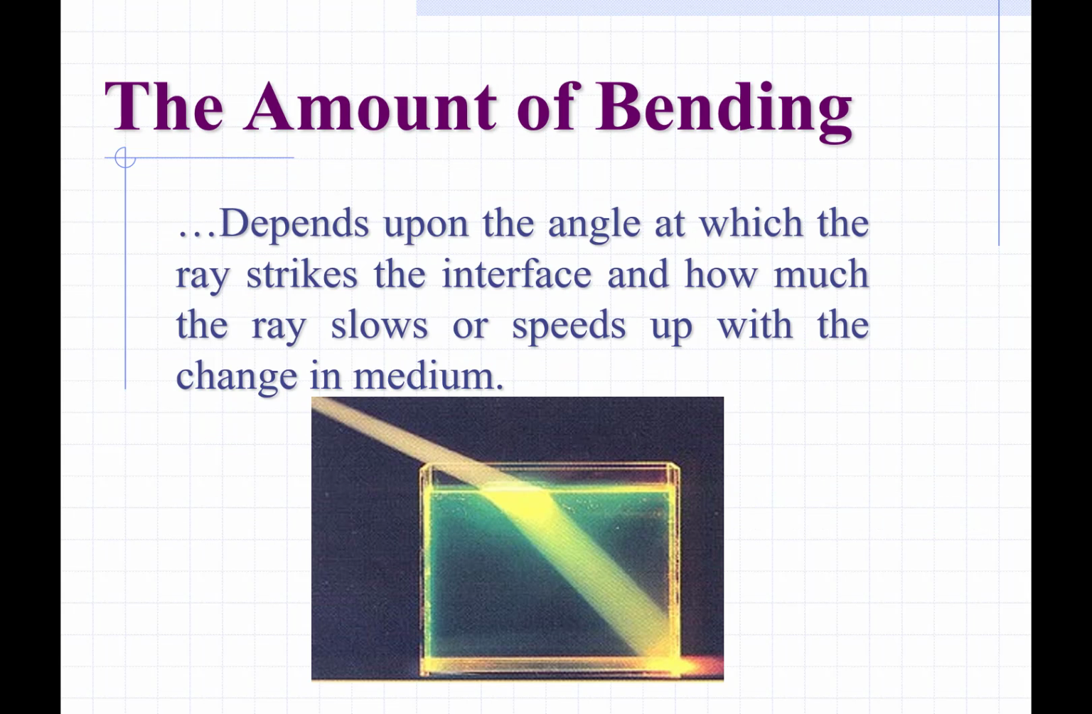The amount that the light bends depends on the angle at which the light ray strikes the new medium. And it depends on how much the wave speeds up or slows down when it enters that new medium. So it depends on both the speeds and the angle of our light ray.